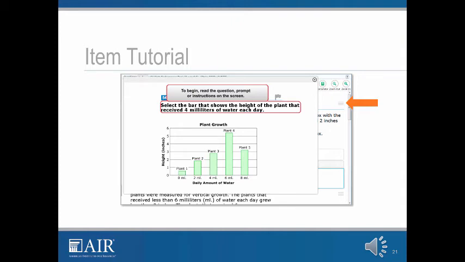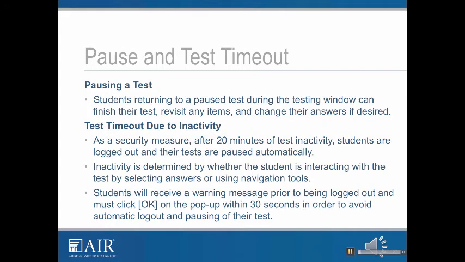As a security measure, after 20 minutes of test inactivity, students are logged out, and their tests are paused automatically. Inactivity is determined by whether or not the student is interacting with the test by selecting answers or using navigation tools. Students will receive a warning message prior to being logged out and must click OK on the pop-up within 20 seconds in order to avoid automatic logout and pausing of their test. If a student's test is paused, the student can log back in at any time during the testing window to resume testing and change answers.